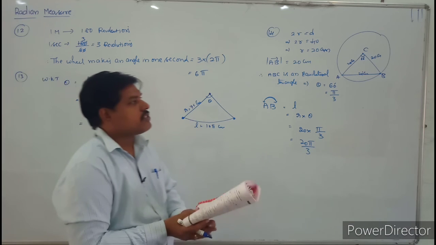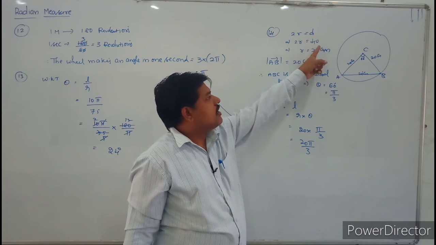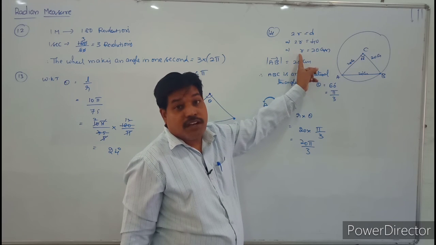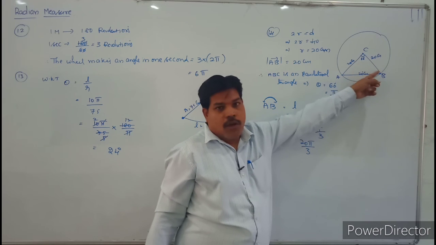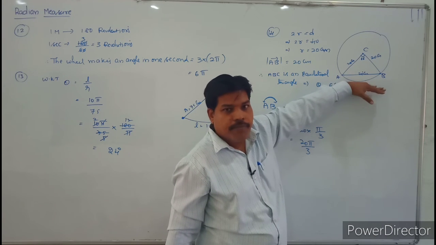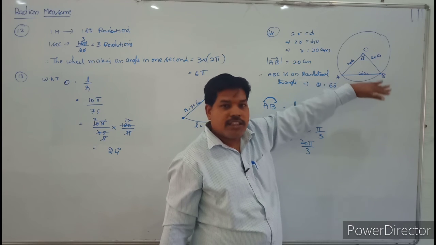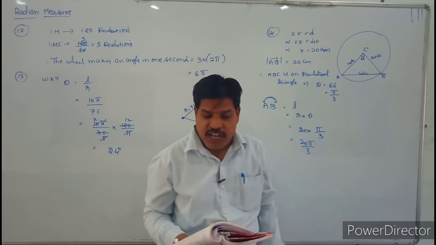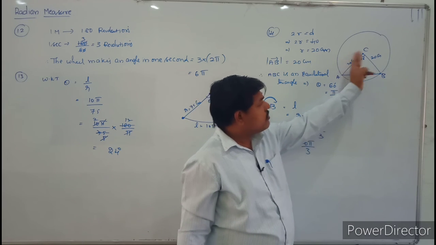See that question, students, once again. The diameter of the circle is given, that is 40 centimeters. That is automatically the radius of the circle, 20 centimeters. So these two lengths are already given. One chord is there. That chord cuts the circle at AB. What is the length of AB? The length of AB is already given, that is 20 centimeters. So this is 20, this is 20, this is 20.